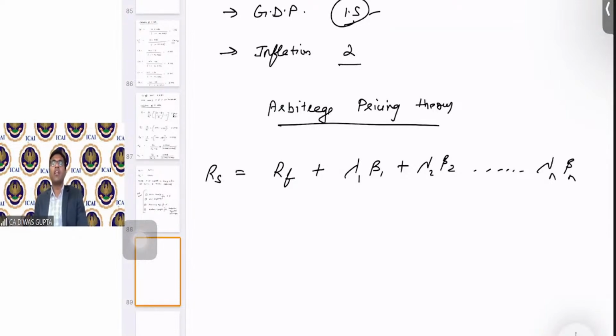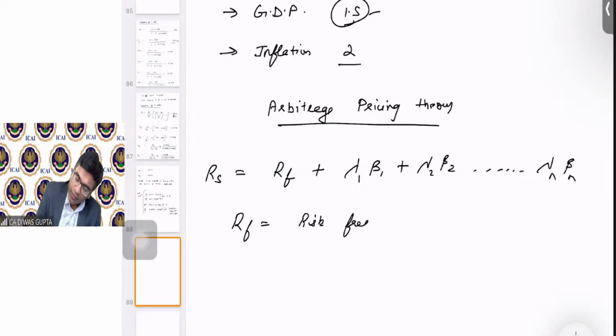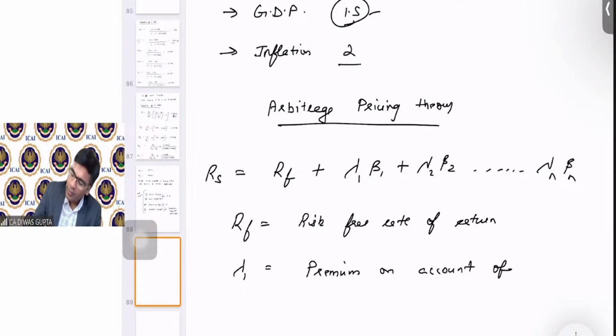So students, this is the formula given for arbitrage pricing theory. Now here, RF is equal to the risk-free rate of return. Then this sign is actually the premium on account of that respective factor.